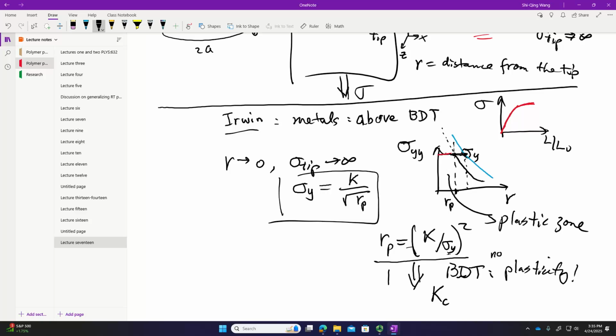These symbols are all in the textbook. And the plastic zone grows to this magic size called R_P star. And magically, when you grow that much, fracture occurs. Why not earlier? I don't understand.